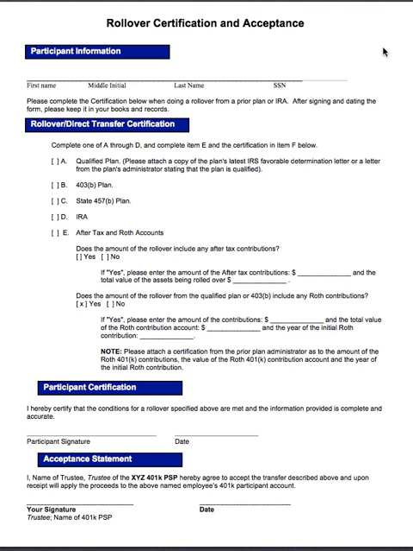Okay, next document we're going to talk about is the Rollover Certification and Acceptance. Now, what is this form? This form serves two primary purposes. Number one, the trustee of the 401k plan, probably you, has to have a good faith belief that the assets coming in are retirement assets. And so this goes a long way to showing that you had a good faith belief that you personally are transferring retirement assets into the retirement plan.